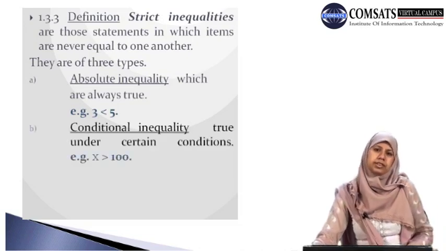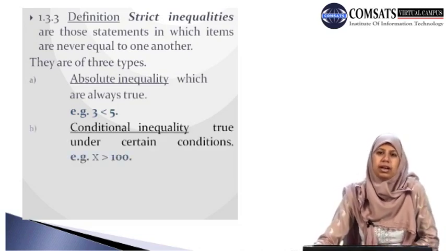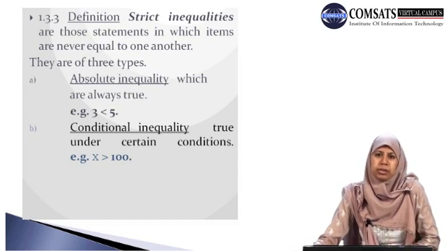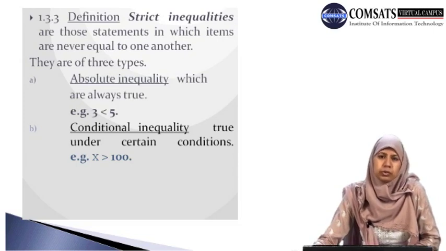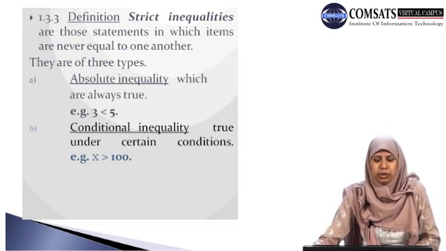Then we have the second type of inequalities, the conditional inequality. That is, the inequality is true with respect to some condition. In other words, the inequality is not always true but only under certain conditions. For example, x is greater than 100 is a clear example of a conditional inequality.